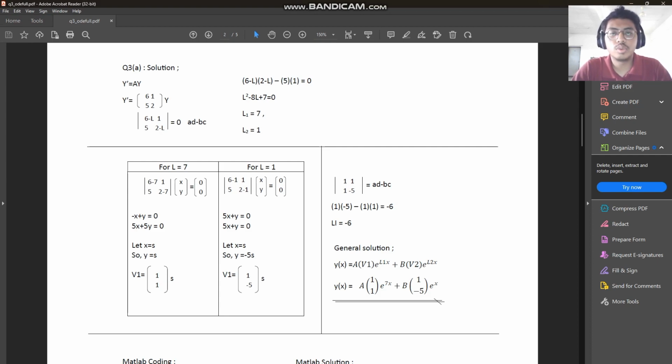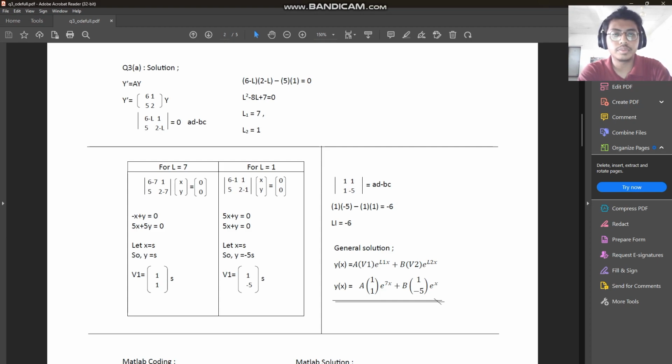So for lambda equals 1, same, 6 minus lambda, but the lambda is 1, so we input lambda is 1. So we get 6 minus 1, 1, 5, and 2 minus 1, times matrix x, y, equals matrix of 0, 0. So we get the equation 5x plus y equals 0 and 5x plus y equals 0. So let x equal to s. So we get y is equal to negative 5s. So v2 is (1, negative 5) times s.